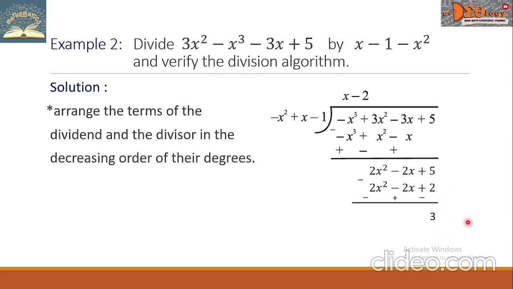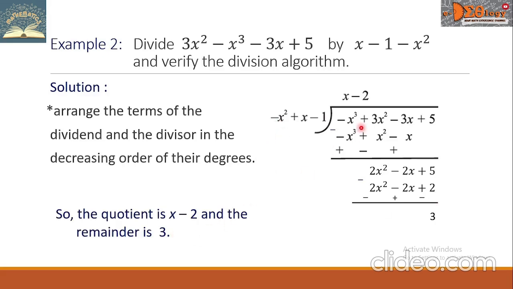This is the new dividend, but we stop here because the degree of the new dividend is less than the degree of the divisor. Therefore, the quotient is x minus 2 and the remainder is 3.